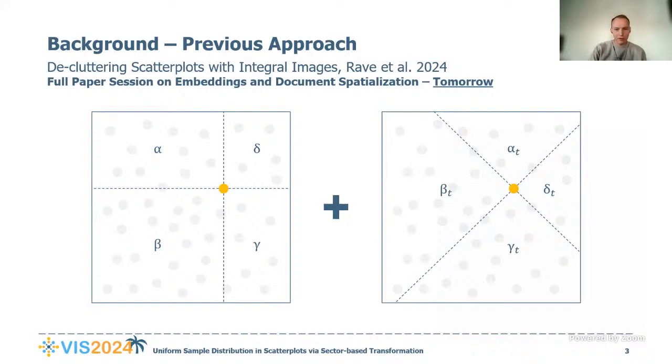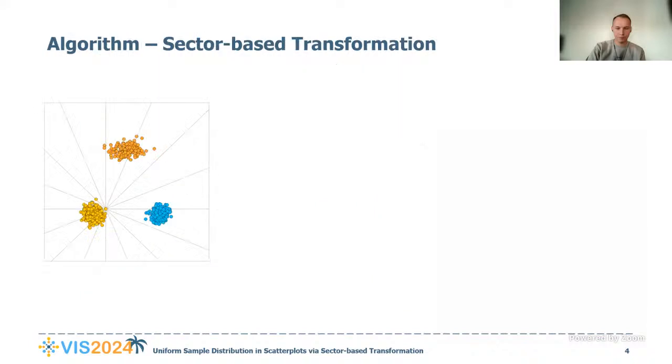Essentially, in our previous paper, we divide the domain into 8 regions, 4 of them axis-aligned and 4 tilted by 45 degrees. We do this for each point in the scatterplot. We then compute the density of points inside each of these regions using integral images. Afterwards, we move points away from overpopulated and toward underpopulated regions. And then we asked ourselves a very simple question, why just these 8 regions?